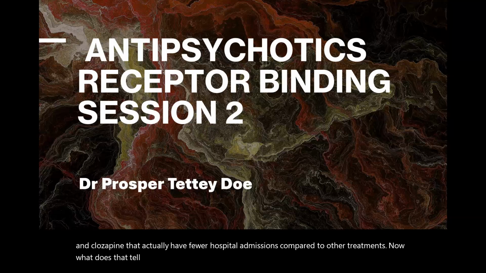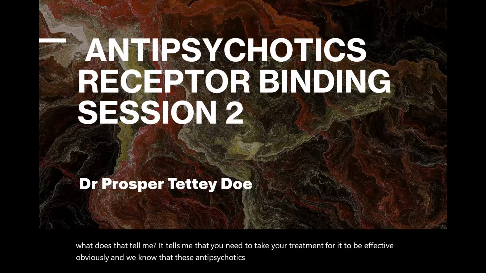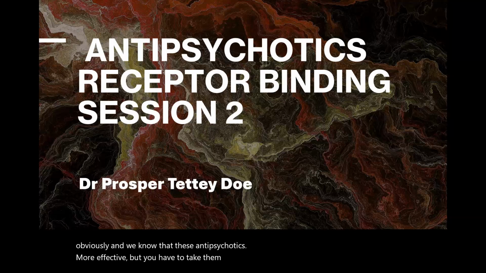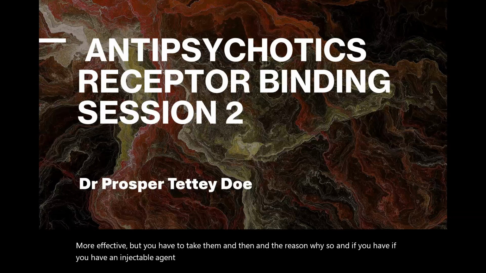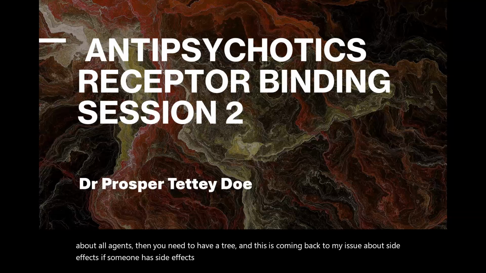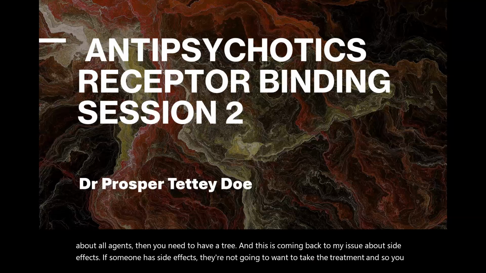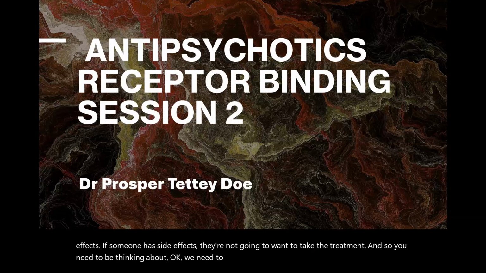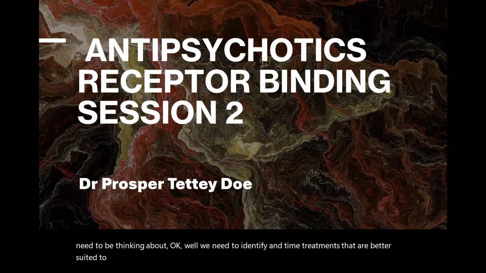It tells me that you need to take your treatment for it to be effective, obviously. We know that these antipsychotics are all effective, but you have to take them. If you have an injectable agent, there's no way of getting away from taking that. If you're thinking about oral agents, this comes back to my issue about side effects. If someone has side effects, they're not going to want to take their treatment. So we need to identify treatments that are better suited to individuals, and that's where using something like Synaptic is helpful.